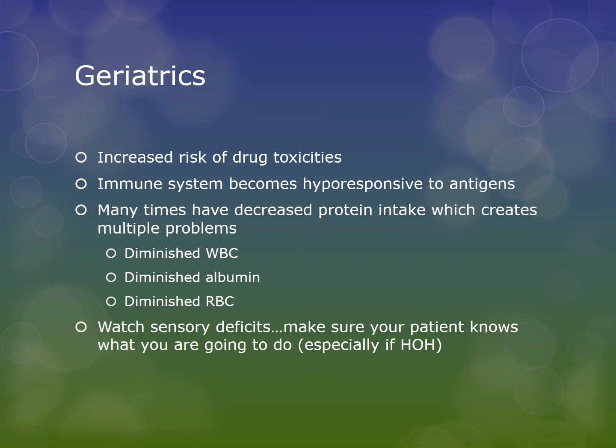So we're going to expect for there to be diminished white blood cells. You're not going to make as many whites or reds, so your labs will show diminished white blood cells and red blood cells. And of course, if they're not taking in as much protein, then it's diminished albumin as well.